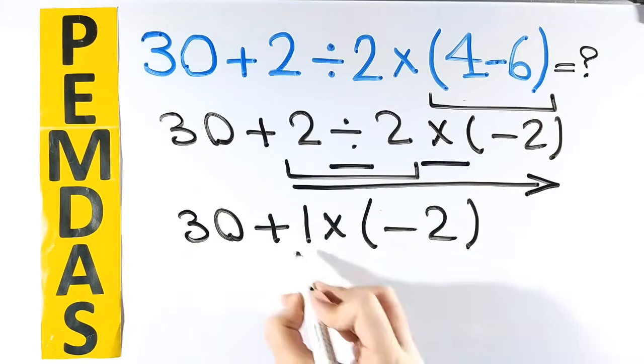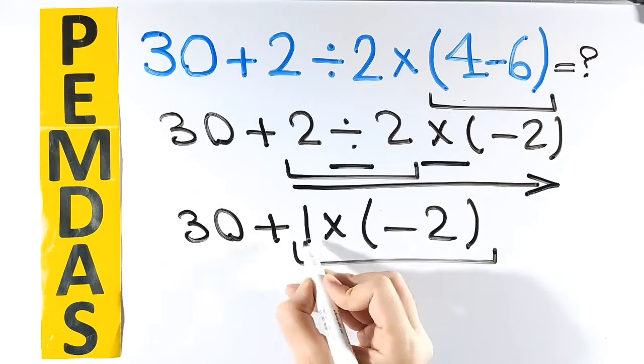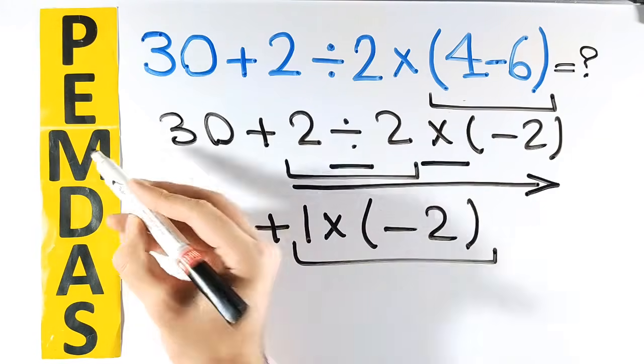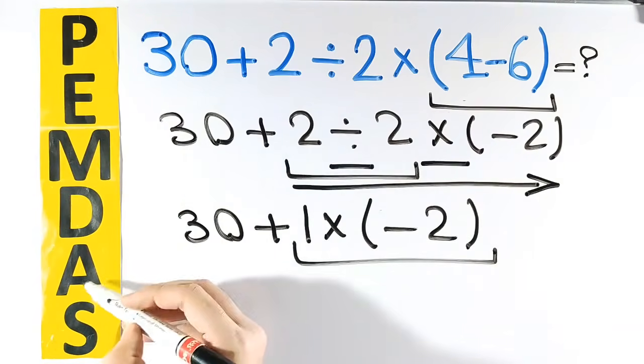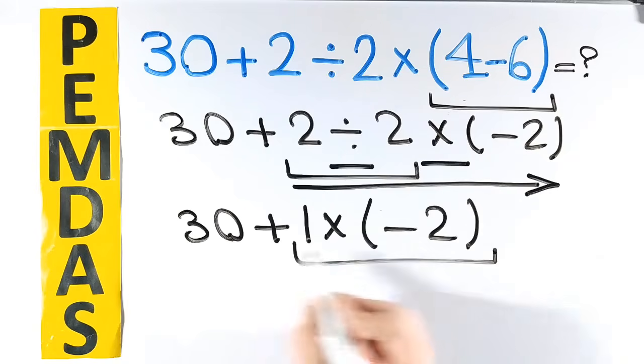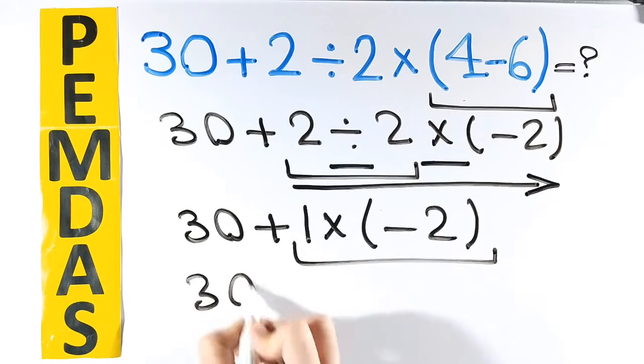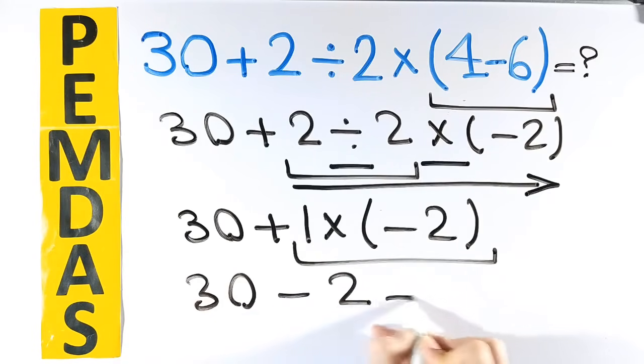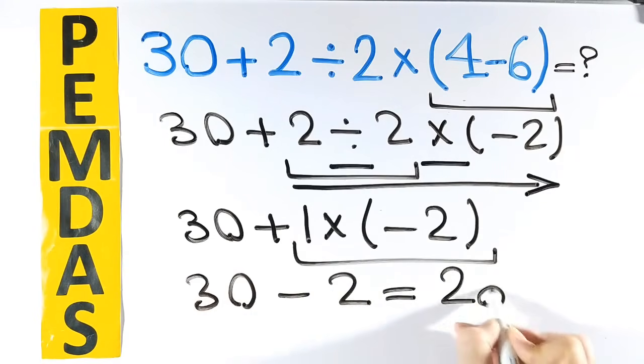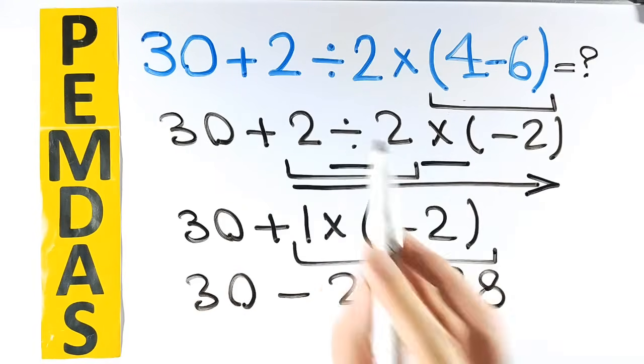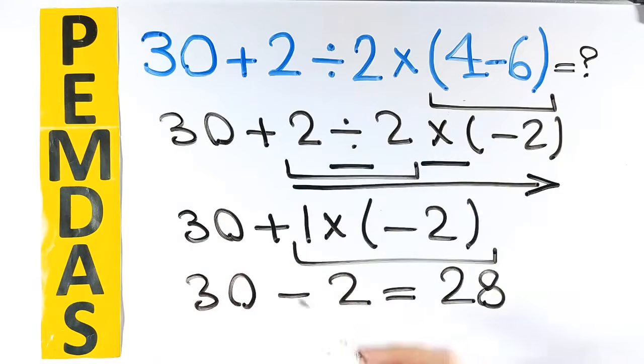In the final step, we go for the multiplication between 1 and negative 2 because multiplication has priority over addition. So, we rewrite this expression as 30 minus 2, which finally gives us the answer 28. Okay, now let's solve another math question together.